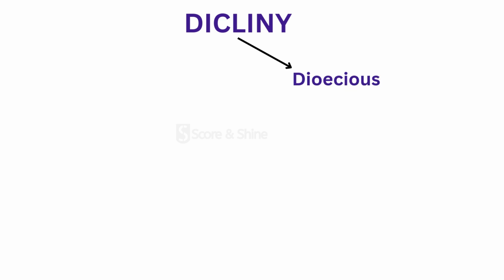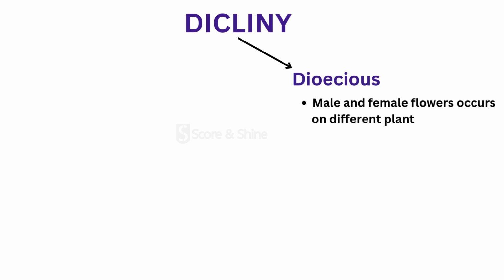And next is dioecious. Here male and female flowers occur on different plants, which means staminate flowers are on one plant and the pistillate flowers on another plant. So dioecious is seen in papaya, date plum, etc.